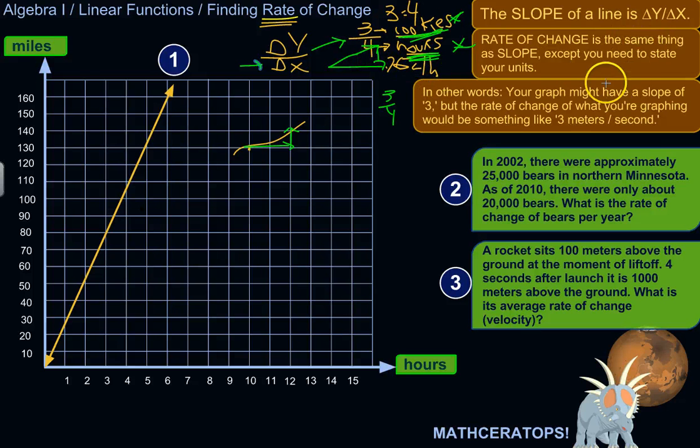So let's look at some examples of rates of change. I have this one graphed, and so let me look at the two quantities or two types of things that I'm measuring. I'm measuring miles.